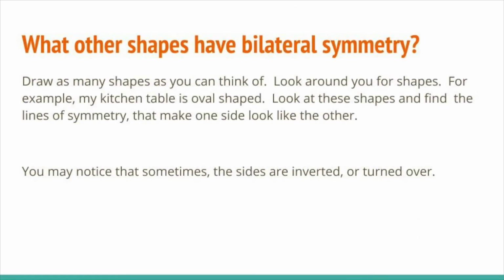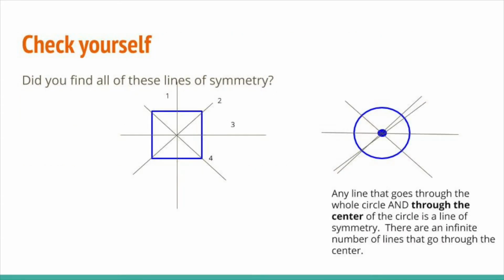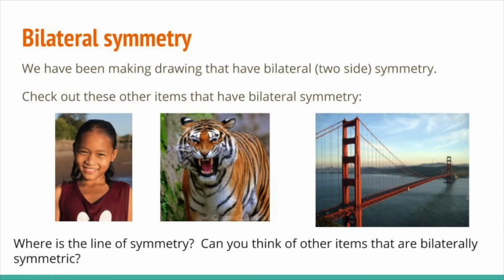Many other shapes have symmetry. Try drawing some shapes and look for the lines of symmetry. Check yourself. Did you identify all of these lines of symmetry for the square and the circle? Check out these cool examples of bilateral symmetry. Can you identify all the lines of symmetry?